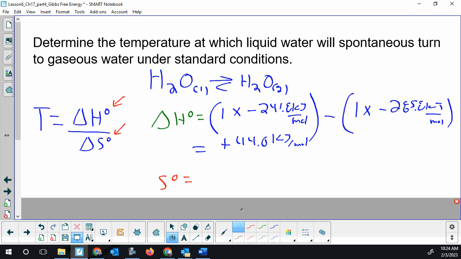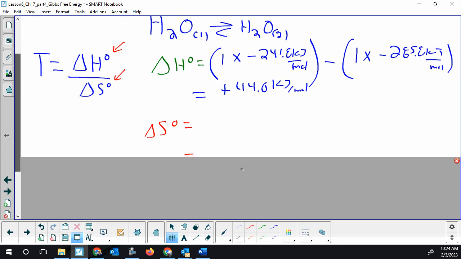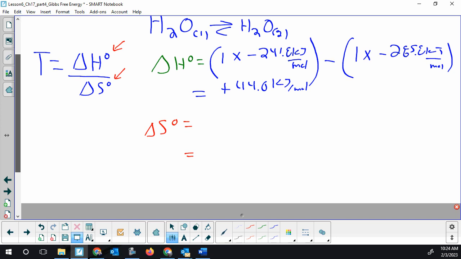So that's our delta H. We need to predict our enthalpy change using standard enthalpy values. So we got a positive delta H. Delta S, these aren't formation values.